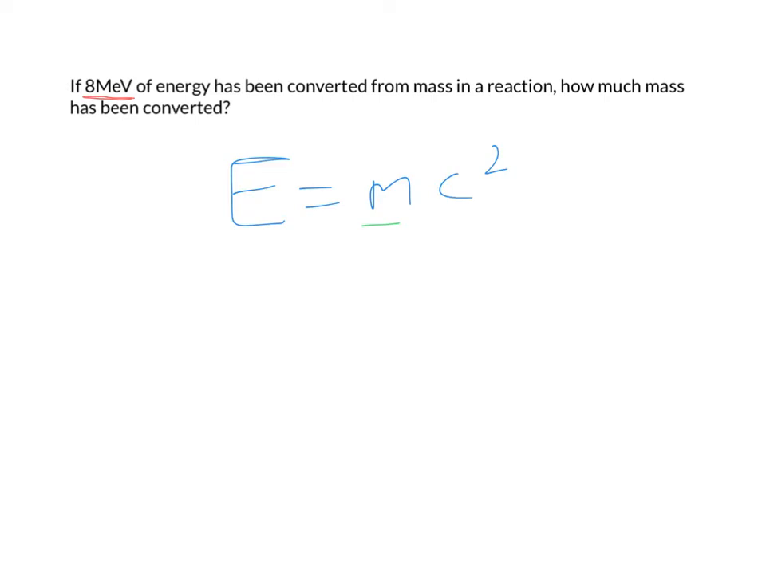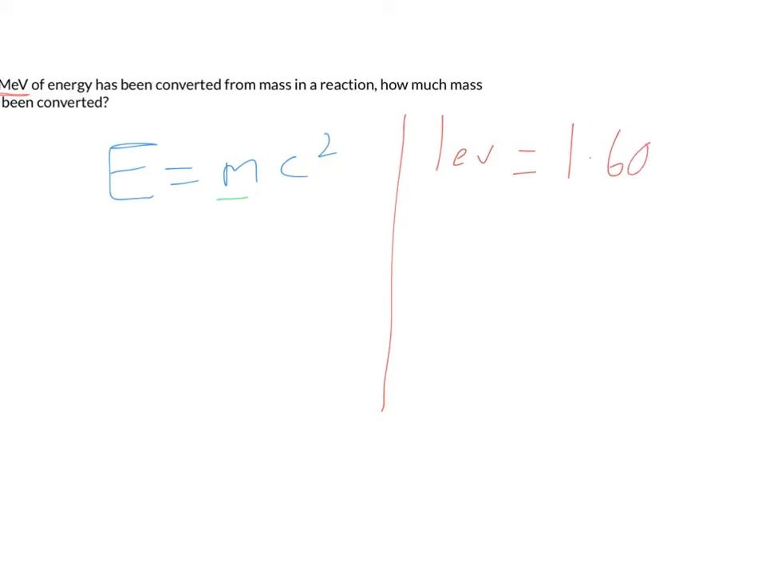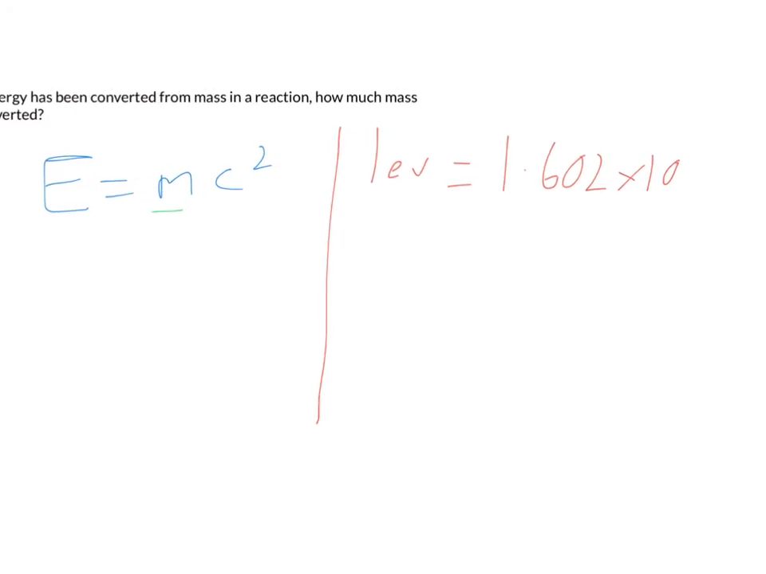So our mega electron volts we need to convert into joules. So we can check our log tables for this. And we will find out that 1 electron volt is equal to 1.602 by 10 to the power of minus 19 joules.